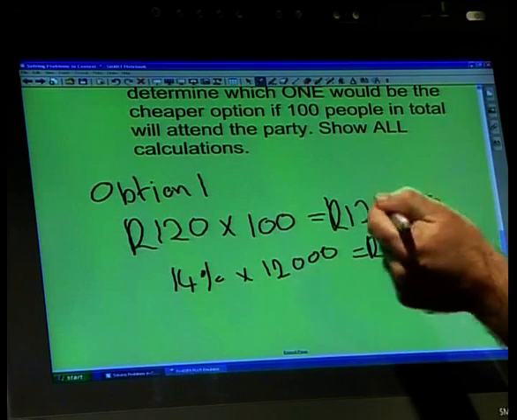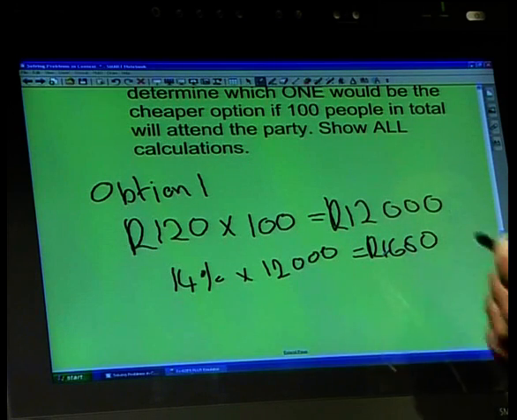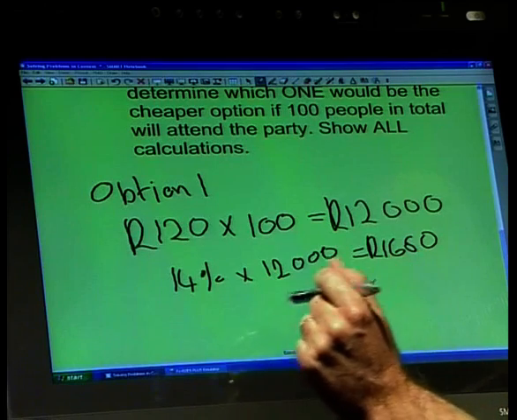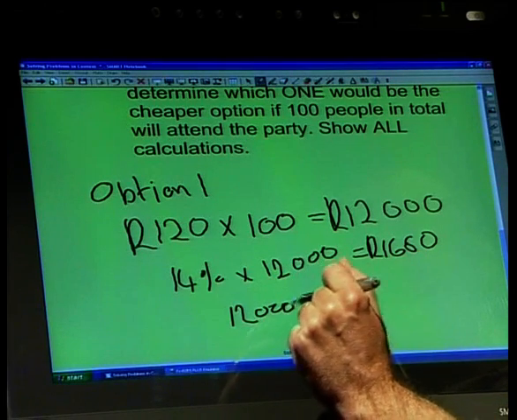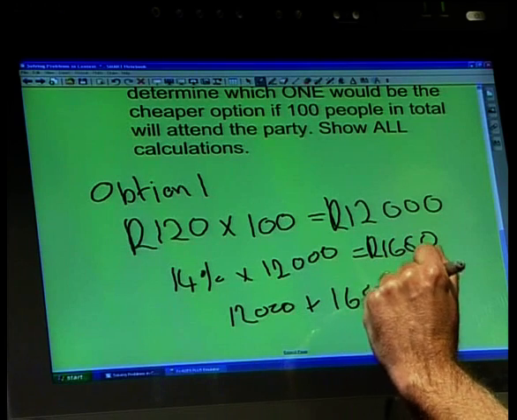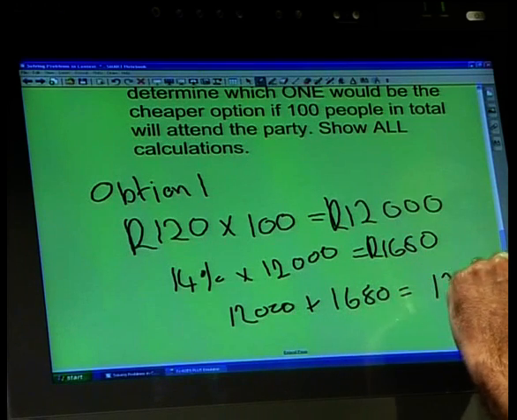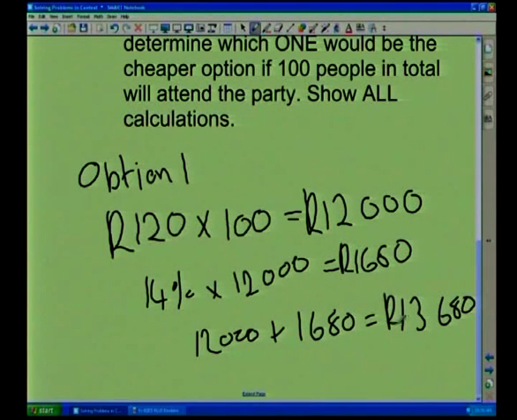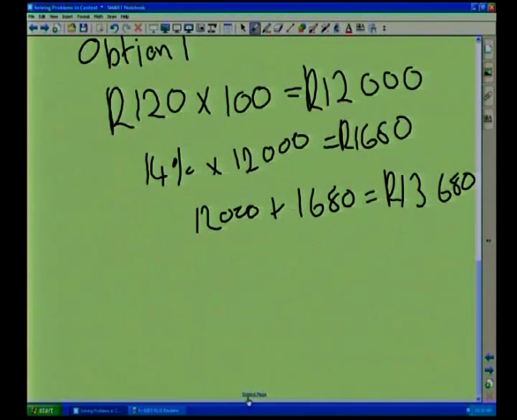So that figure has to be added on to the 12,000. If I add it on, I'm going to get a total of 12,000 plus 1,680 equals 13,680. But that's a two-step sum, and it's a little bit easier if I do the following.